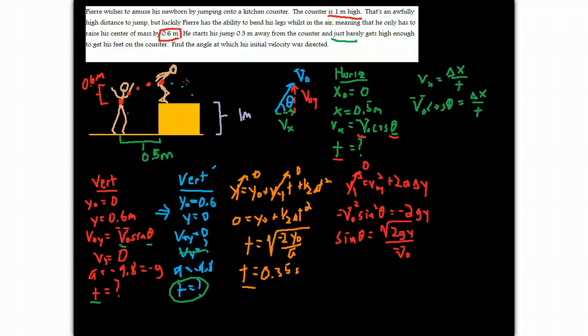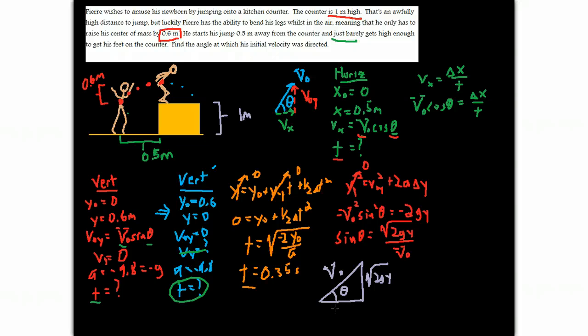Now what I can do here, and this is where it gets a little bit interesting, I think, is that we can kind of redraw a triangle. So I'm going to redraw my triangle, and I'm just going to use the sine of the angle as my guide for what goes on each side. So sine is opposite over hypotenuse. So my hypotenuse is just v naught. The opposite side is the square root of 2gy.